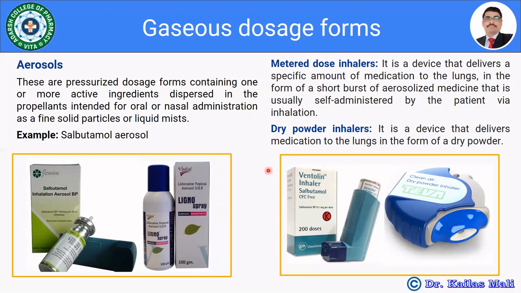Moving towards some devices which are used to deliver the aerosolized products, that is metered dose inhalers and dry powder inhalers. A metered dose inhaler is a device that delivers a specific amount of medication to the lungs in the form of a short burst of aerosolized medicine that is usually self-administered by the patient via inhalation. And the dry powder inhaler is a device that delivers the medication to the lungs in the form of a dry powder. So this is a dry powder inhaler, and here it's a metered dose inhaler.